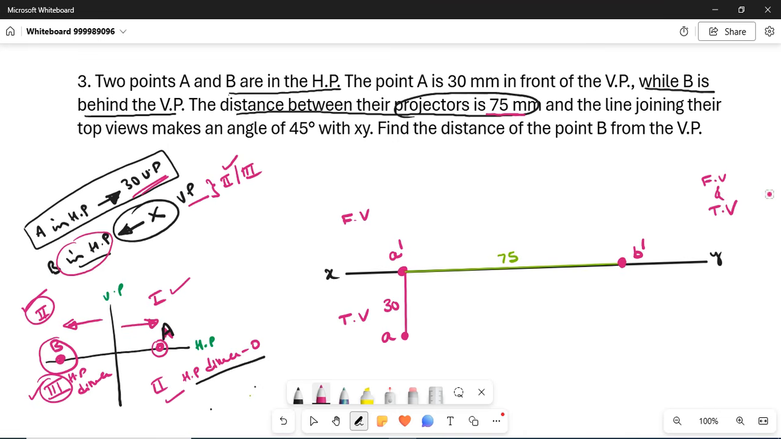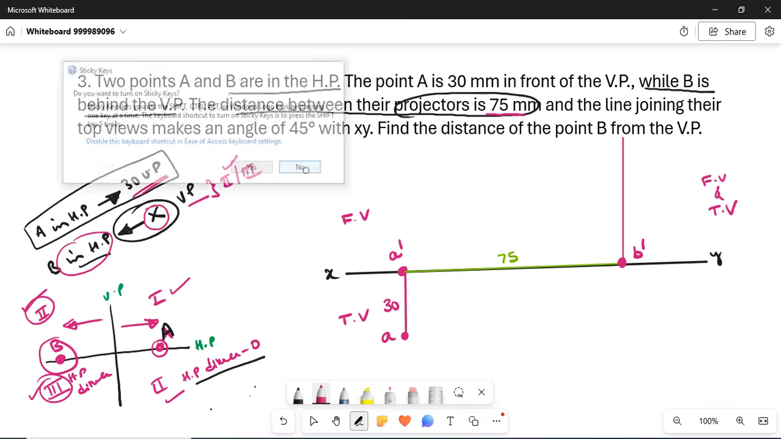So we don't know the top view is above the XY line only, but we don't know the distance from the VP, because he clearly mentioned behind VP only. He has not mentioned the distance from the VP. But since we don't know the distance from VP, you can draw the B dash line somewhere else. We don't know this line, you can draw simply a line here.